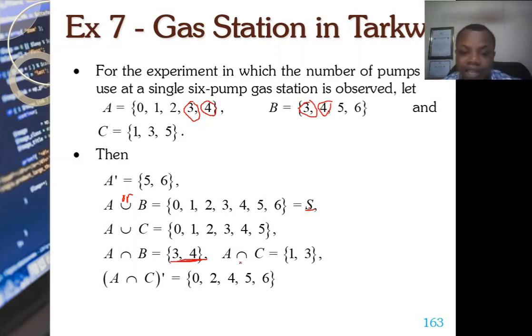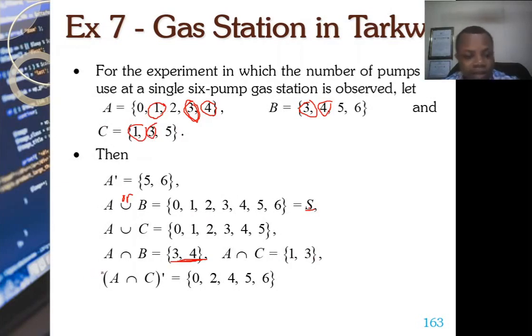Now let's look at A intersection C. With A intersection C, we have 3 here. We have 3 here. So with this, we also have 1 here and 1 here. So once we are dealing with A intersection C, we have only 1 and 3. And that is what we have here.